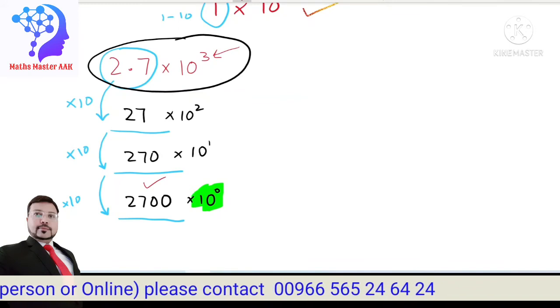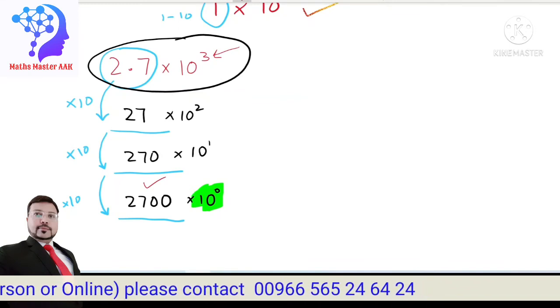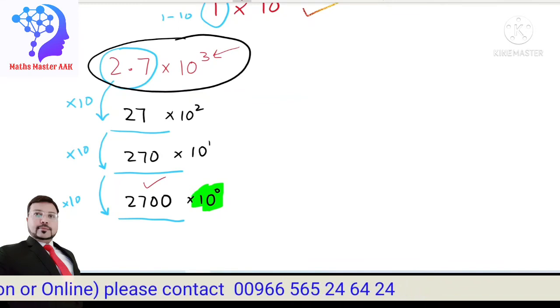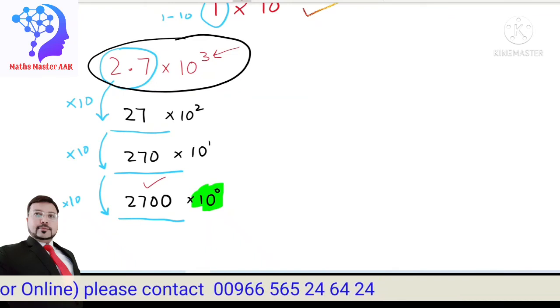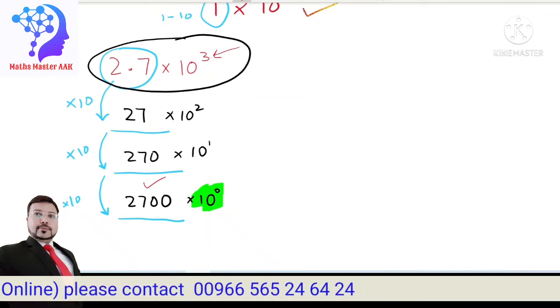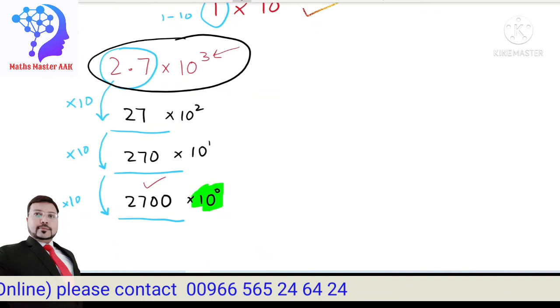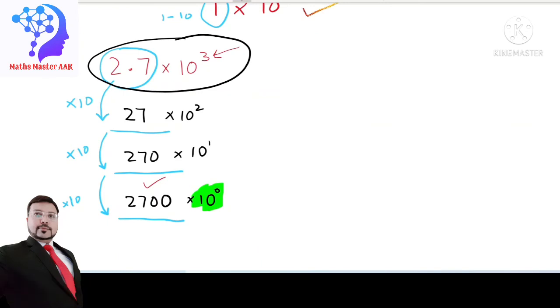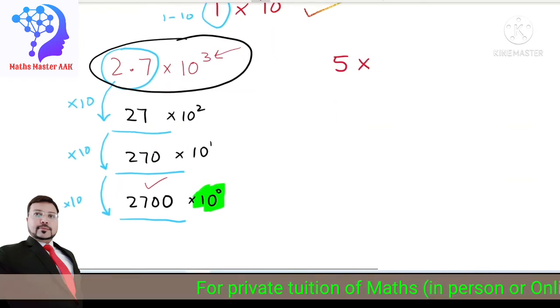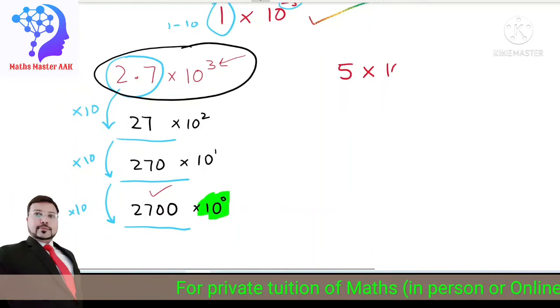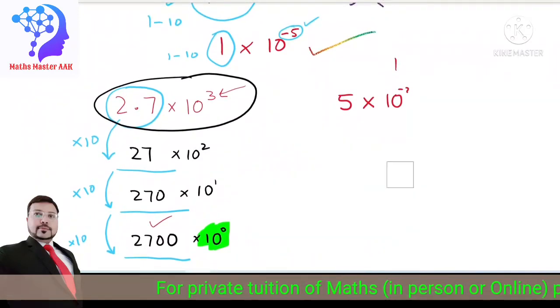So this is the concept behind this standard form 2.7 into 10 raised to power 3. What does it mean? That this number 2.7 will be multiplied by 10 three times. Not 3 multiplied by 10, but 10 three times, right? Now similarly, let's look at an example with a negative power, let's suppose 5 multiplied with 10 raised to power minus 2.